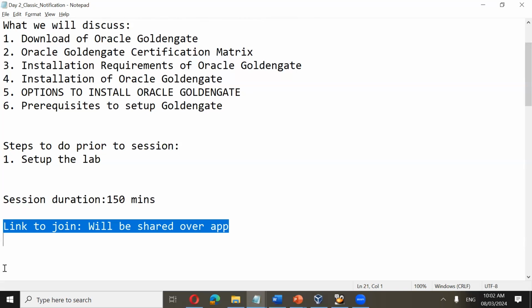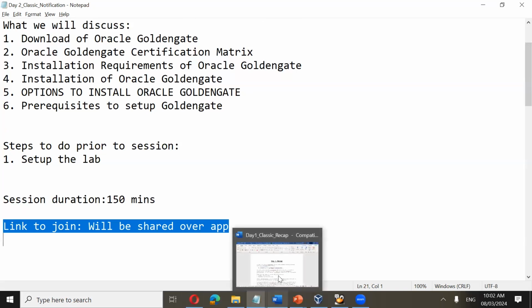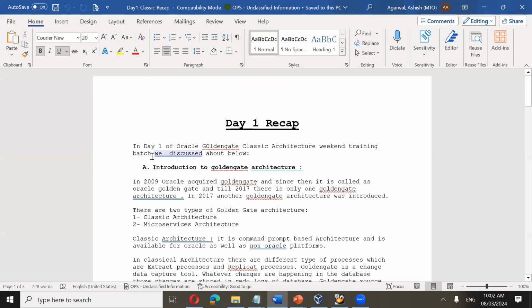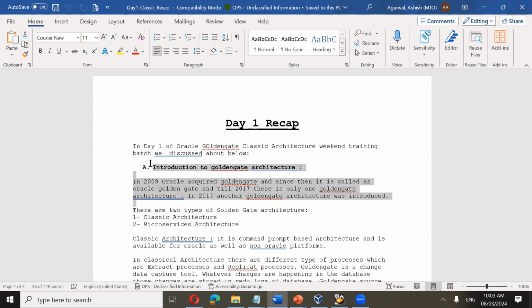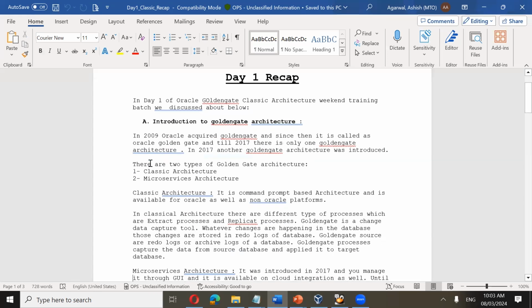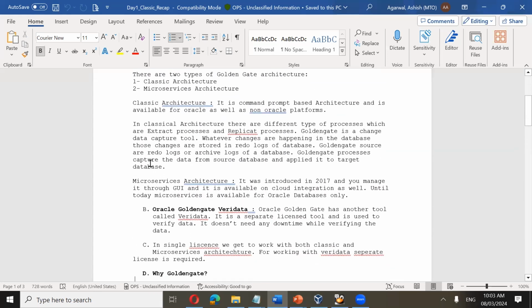Okay. And if I have to quickly recap what we have discussed in today's session, we discussed about introduction to Oracle Goldengate. So guys, I'll be taking all the questions as well after this recap. We discussed about introduction to Oracle Goldengate architecture. We discussed about history of Goldengate. Then we discussed about there are two types of architectures in Goldengate, classic and microservices. And we also discussed about Veridata. What is Oracle Goldengate Veridata?